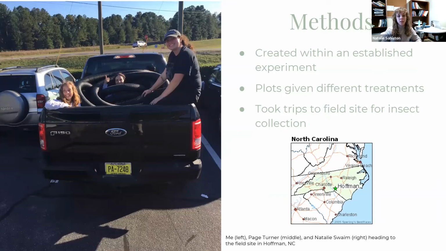I took trips with other students from Dr. Kerner's lab to Hoffman, North Carolina, as you can see in this picture. And that's where part of the longleaf pine savanna does exist in North Carolina, and the nutrients were spread evenly among many different plots in this area.